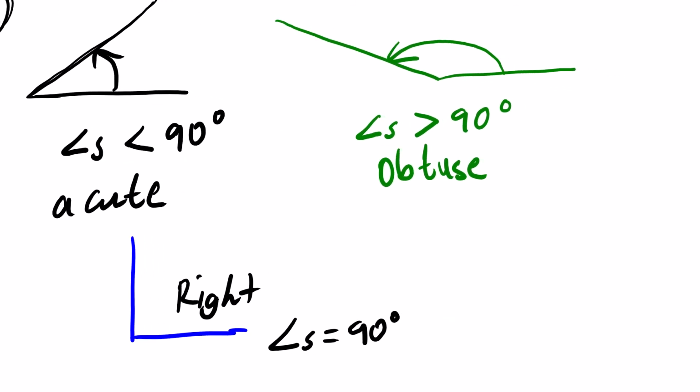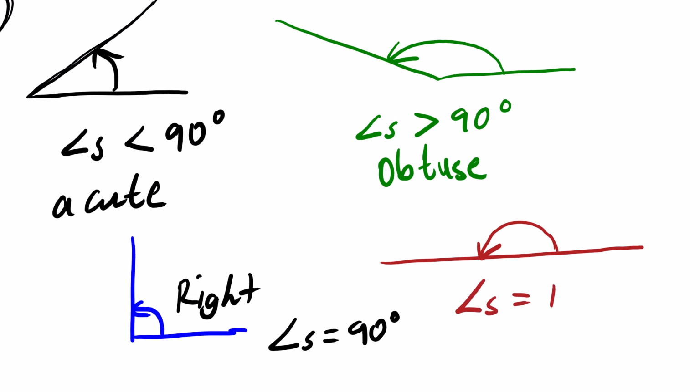Our next angle is this one. This one is 90 degrees. Then this one is exactly 180 degrees. These angles, we call them straight. It's a straight angle.